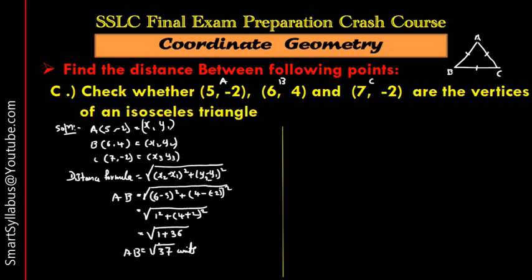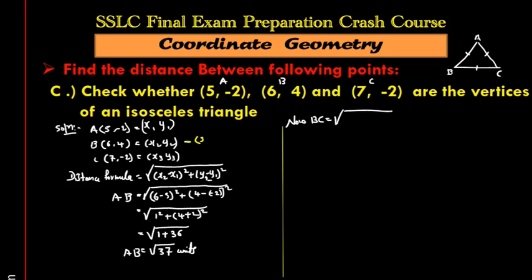Once we got AB, the next job is to find BC. BC is equal to the square root of, now when you are considering BC, this is x1 y1 and this is x2 y2.